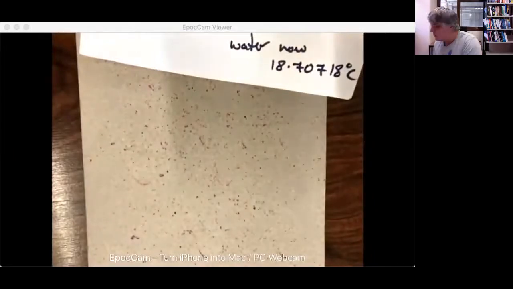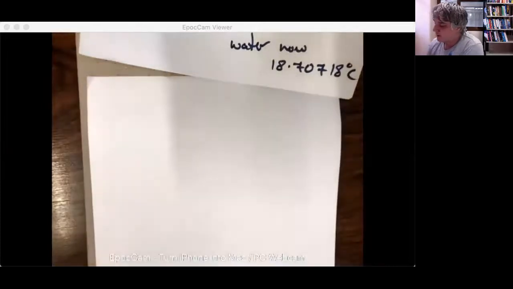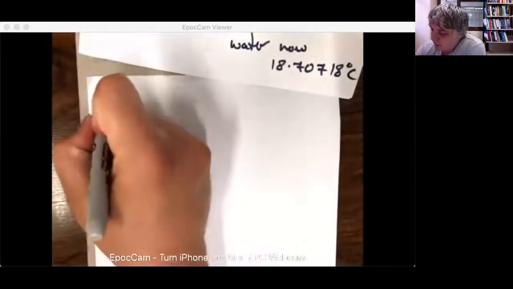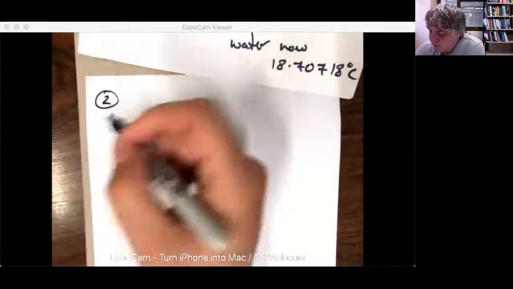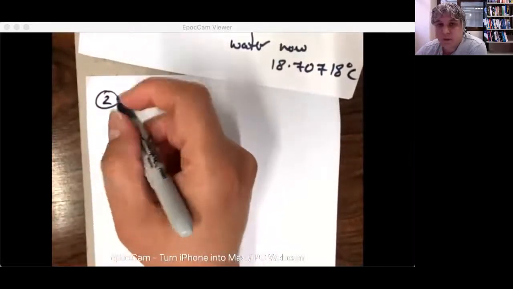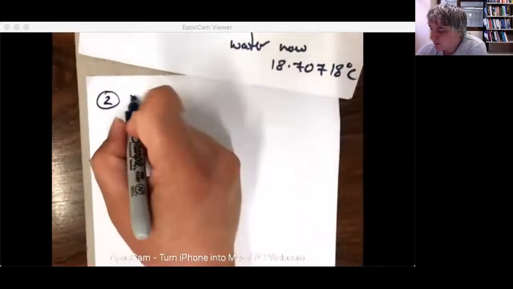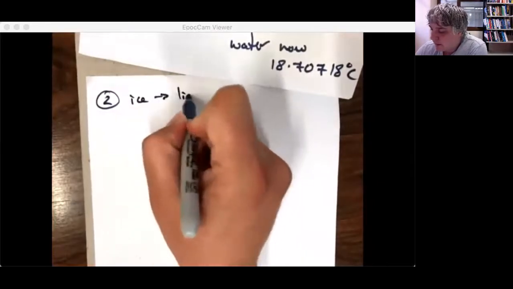So I'm just grabbing a new sheet of paper. So starting conditions for step two. So for step two, we want ice to change from a solid to a liquid. The temperature is not going to change, but the ice is going into a liquid.